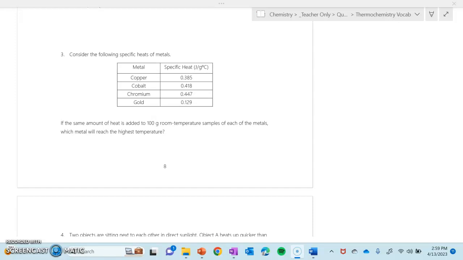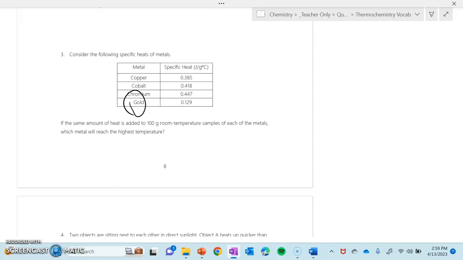So we're going to be looking for the smallest specific heat value in our table because those are going to be the ones that are easily influenced and reach a higher temperature. So that means our answer here is going to be gold. That will reach the highest temperature. If it asks us for the lowest temperature, now we're going to want to find the material with the highest specific heat, which would be chromium.